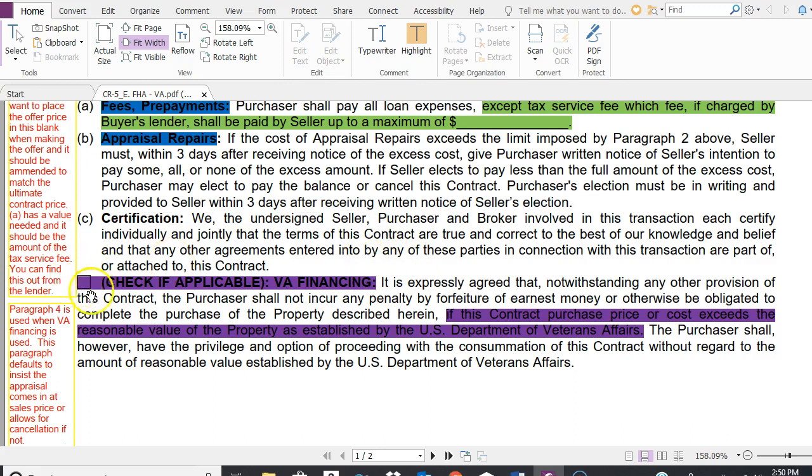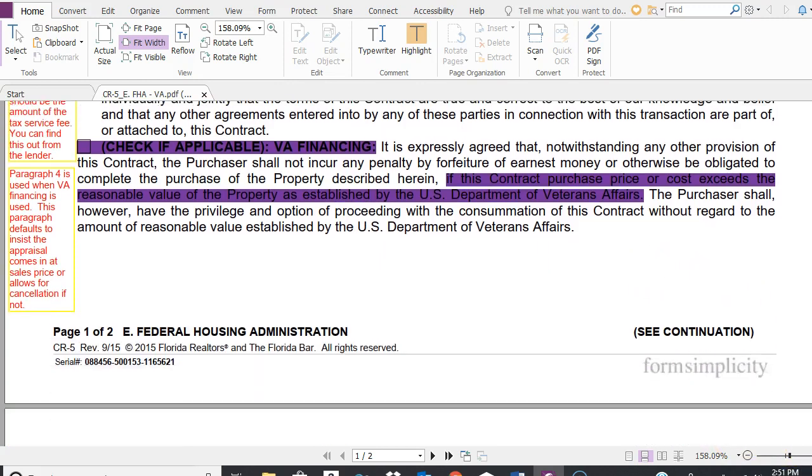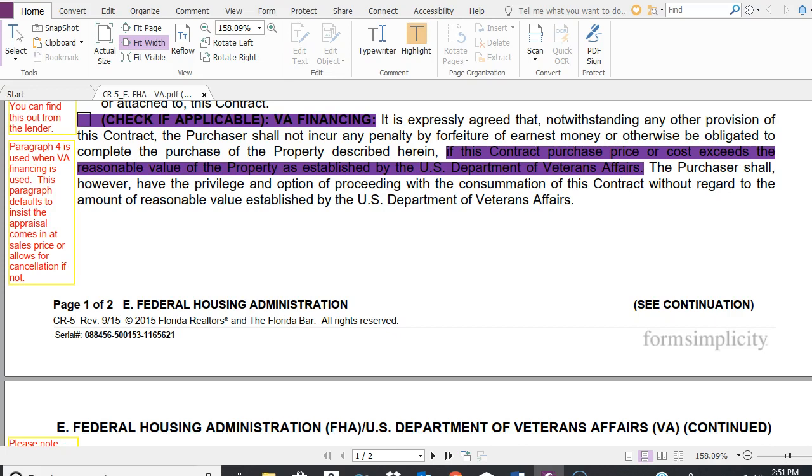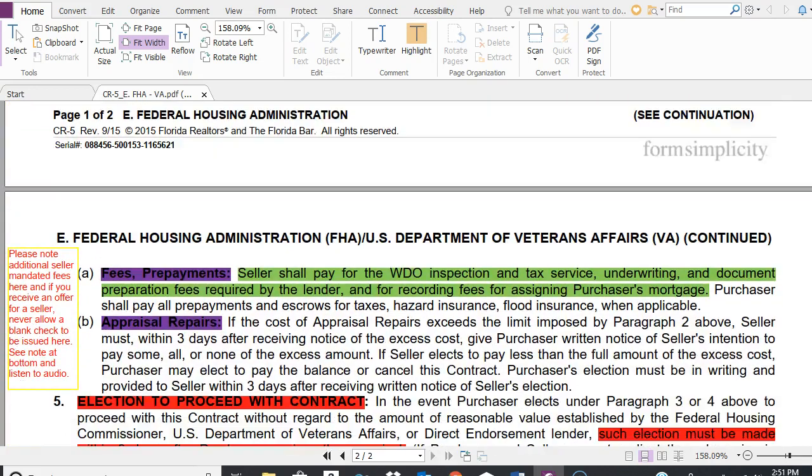This is paragraph 4. It's kind of blocked over. Paragraph 4 starts, and that is going to be applicable if VA financing is in place. All right. Now in this one, there is no blank to fill in regarding the purchase price, so that it matches, the appraisal has to match the purchase price. This just says that if this contract purchase price or cost exceeds the reasonable value of the property, that's what they're calling an appraisal, then the purchaser shall have the right to continue on or cancel the contract. So you don't have to put an amount there. It automatically defaults to match what the ultimate purchase price is.